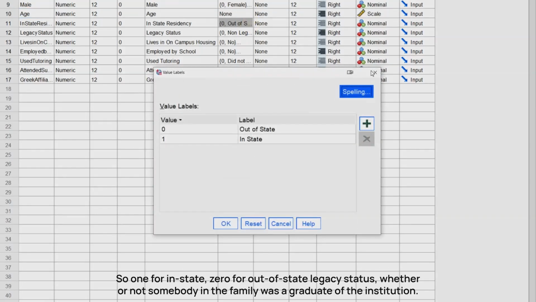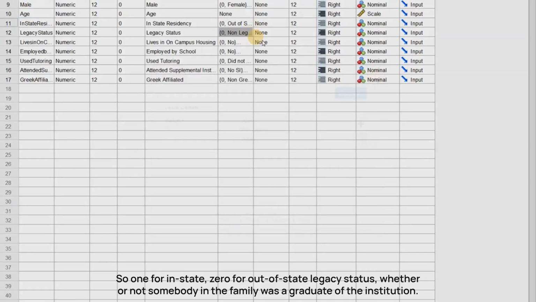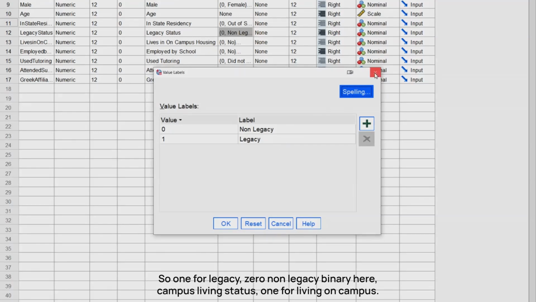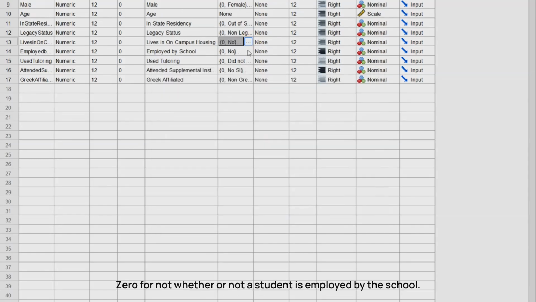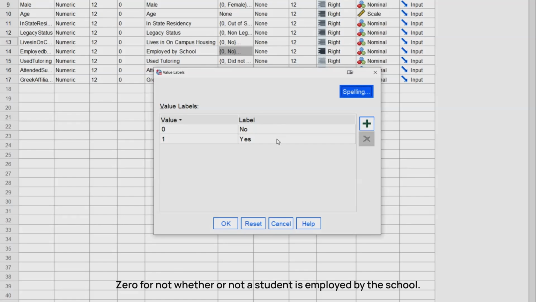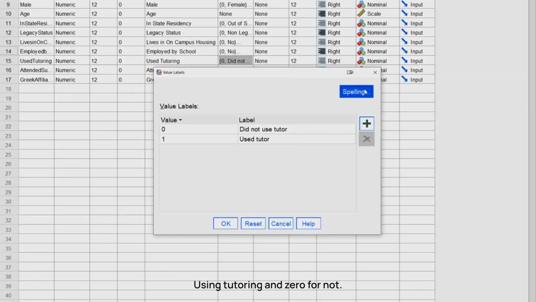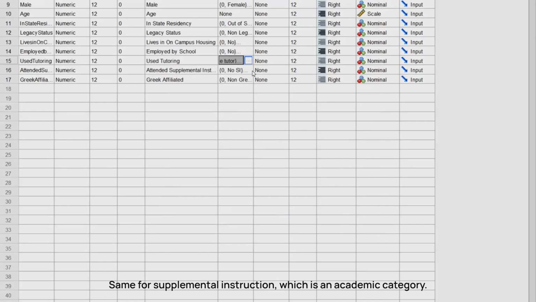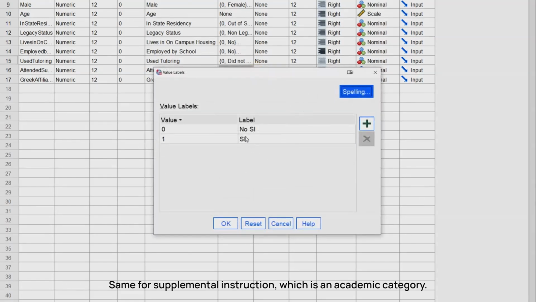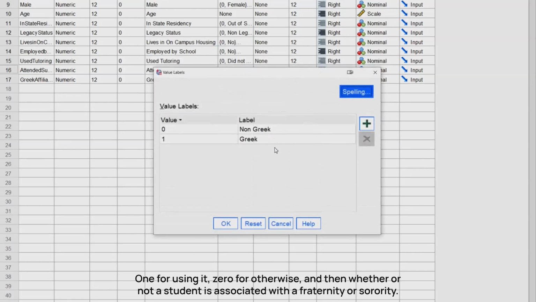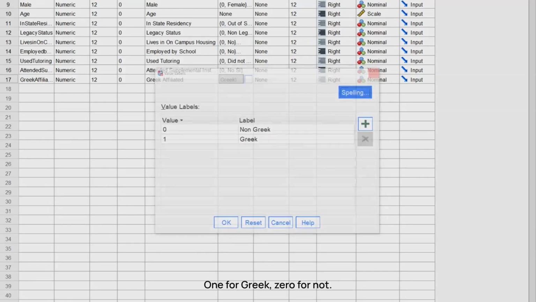In-state residency, so 1 for in-state, 0 for out-of-state. Legacy status, whether or not somebody in the family was a graduate of the institution, so 1 for legacy, 0 non-legacy. Binary here. Campus living status, 1 for living on campus, 0 for not. Whether or not the student is employed by the school, 1 for yes, 0 for not. 1 for using tutoring and 0 for not. Same for supplemental instruction, which is an academic category. 1 for using it, 0 for otherwise. And then whether or not a student is associated with a fraternity or sorority, 1 for Greek, 0 for not.